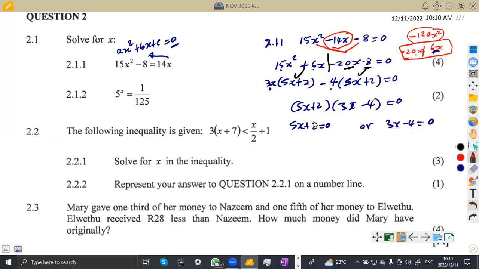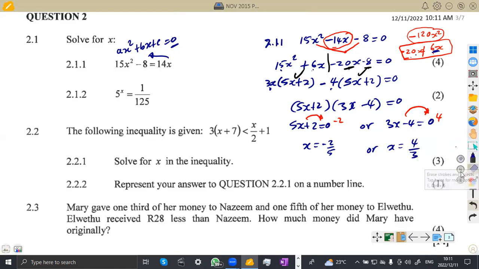So you can solve for x. Transpose 2 to this side, that's -2. We divide by 5 both sides, so x is going to be -2/5. The same thing if we transpose -4 to this side, it's going to be a +4. You divide by 3 both sides, so x is going to be 4/3. All right, so those were the two possible values of x that we could have found.